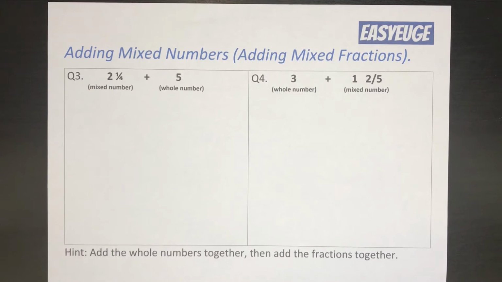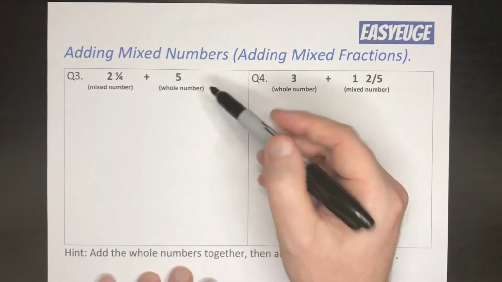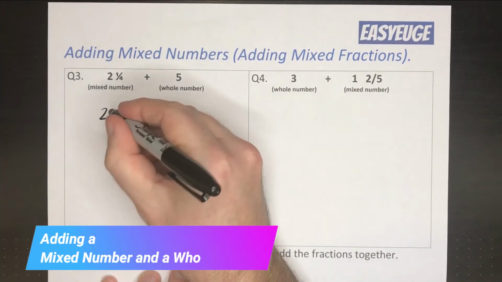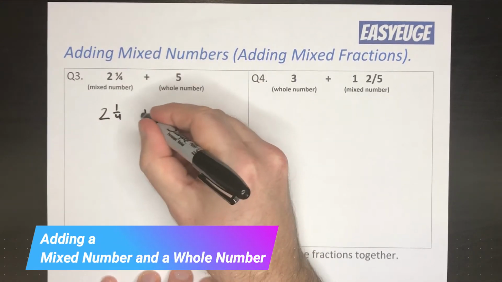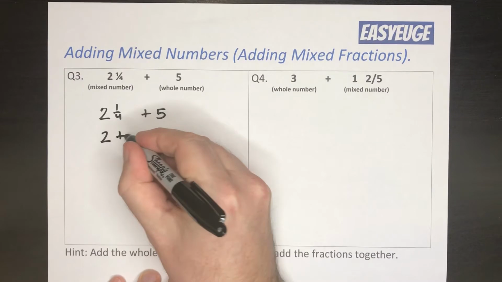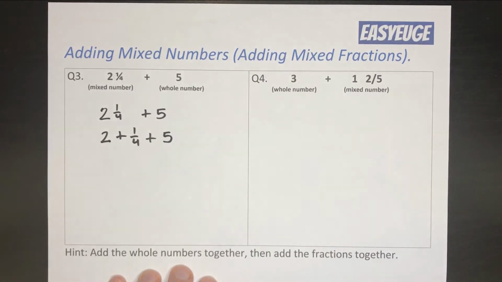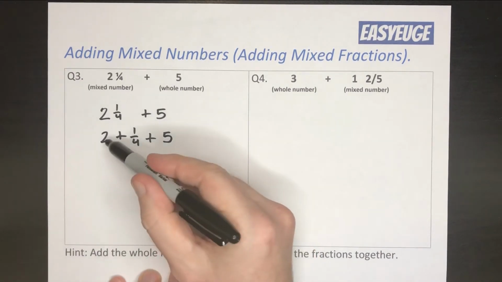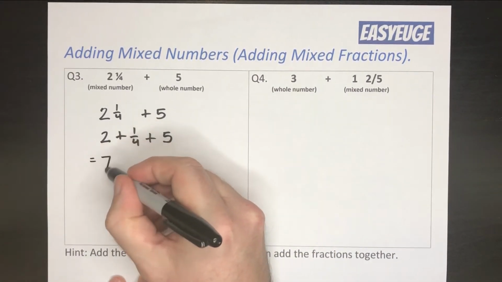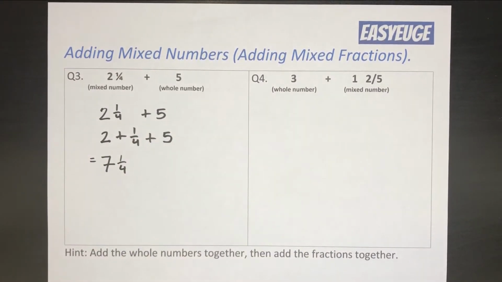The next example is where we have one of these mixed numbers and we're going to add on a whole number. So let's write this down. So this can be rewritten very simply as 2 plus the quarter plus the 5. Okay, and then all you do is you add the whole numbers together and the fractions together. So 2 and 5 is 7. We add on the quarter, so the answer is 7 and a quarter.